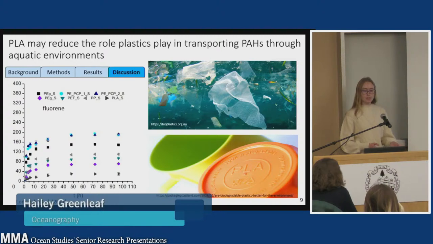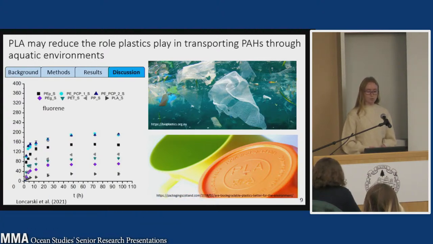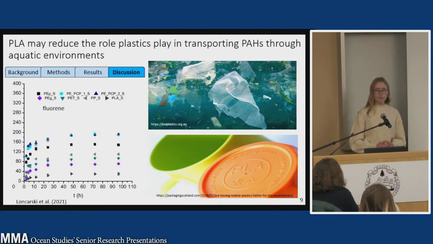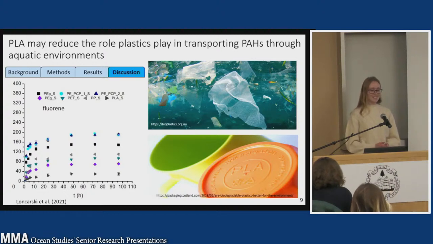The results of this study agree with my hypothesis and previous work by Lonkarski et al. 2021, who found that plastic polymer type significantly impacted the absorption of PAHs. In that study, polyethylene absorbed significantly greater concentration of all PAHs than polylactic acid. These results suggest that a replacement of petroleum-based plastics by biodegradable bio-based plastics may reduce the role that plastics play in transporting PAHs throughout aquatic environments.